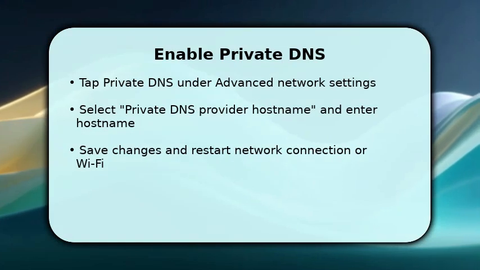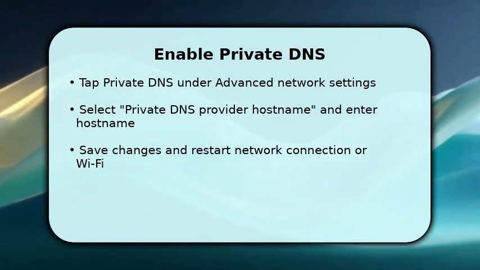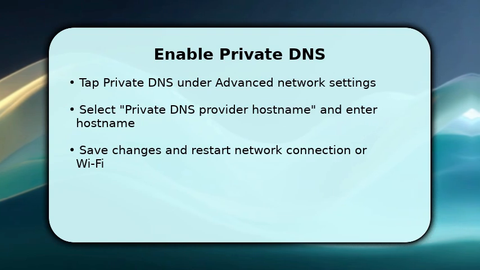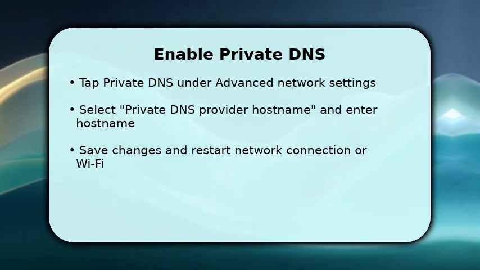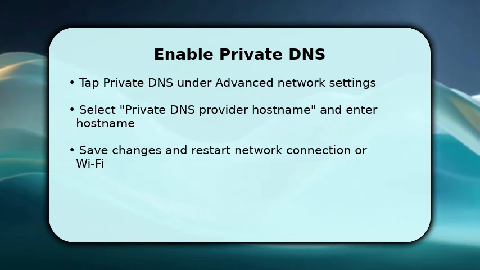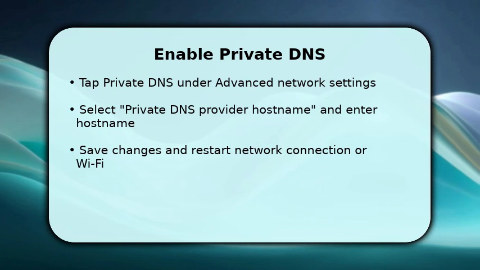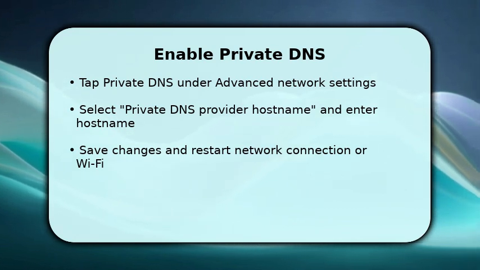You tap Private DNS in Advanced Network Settings and then choose Private DNS Provider Hostname to enter a custom value. Type the exact hostname you copied, no HTTP, slash, or trailing slashes, because the system validates format. Once entered, press Save. The phone will validate and apply the setting. If it fails, retype carefully.